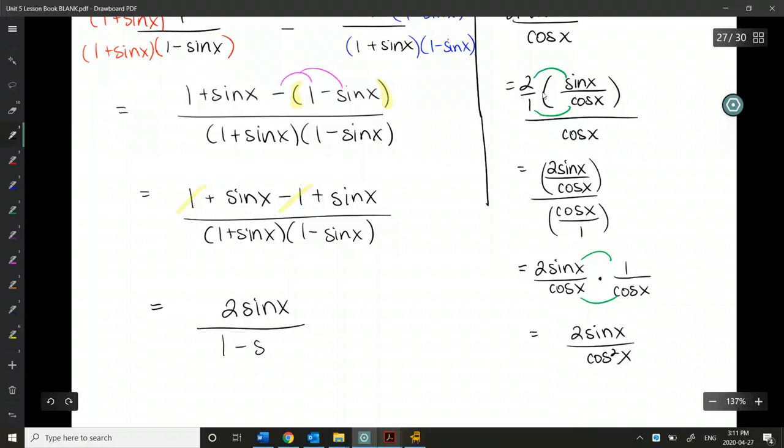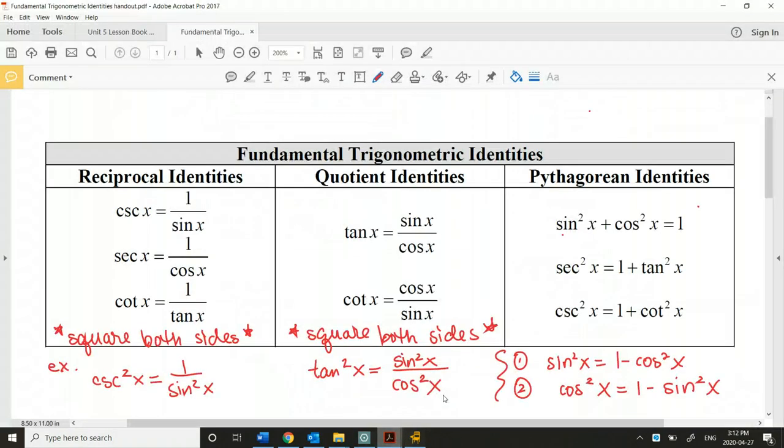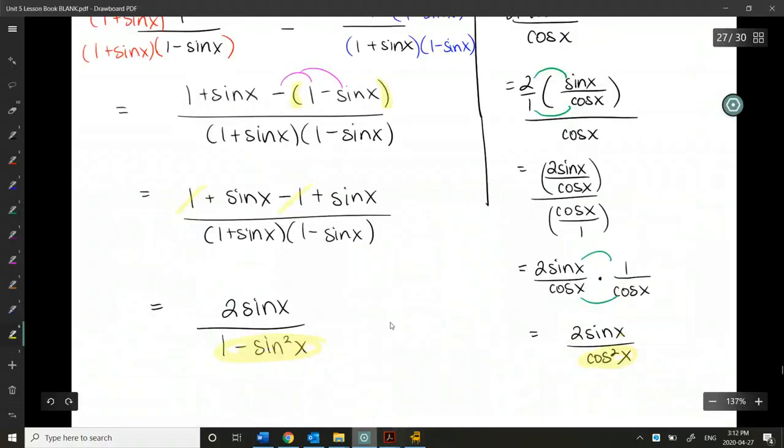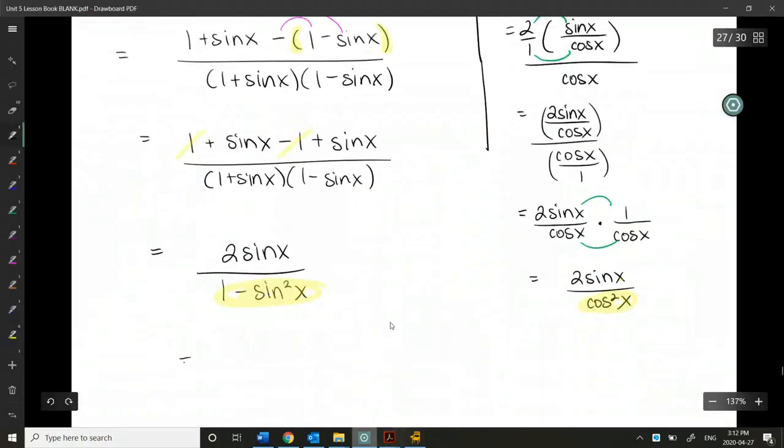So if I FOIL out this difference of squares, it then becomes 1 minus sine squared x. We used this in a previous proof as well. Okay, and we're super close here. I want the bottom to be cos squared x, and I have a 1 minus sine squared x here. So if you look back to our trig identities, you're going to see that 1 minus sine squared x is actually equal to cos squared x. That's a rearranged Pythagorean identity. So that's what I'm going to use here.